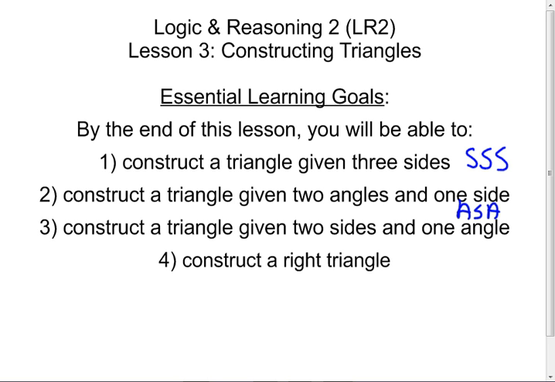Construct a triangle given 2 sides and an angle. That's not too bad. So that's called, I call that side, angle, side. You'll see these. Eventually they're going to go, oh yeah. I wish we did the triangles first because then everything makes sense. And then we're going to construct a right triangle. Okay? And that'll be tricky by itself. So those are the 4 things we're going to do.